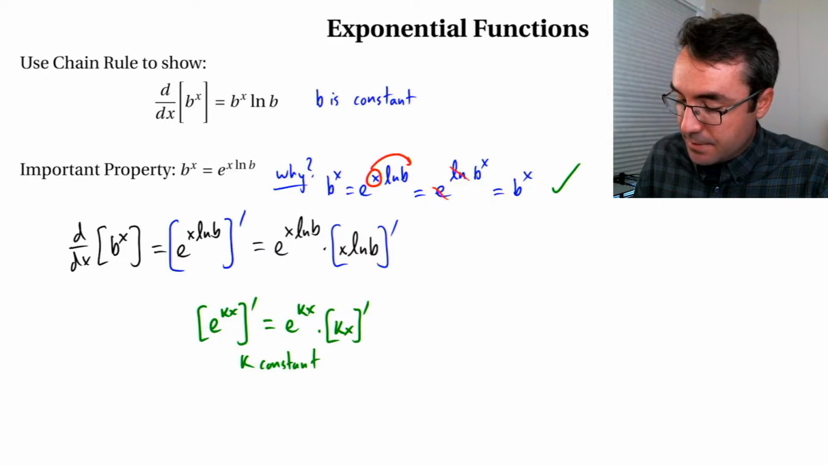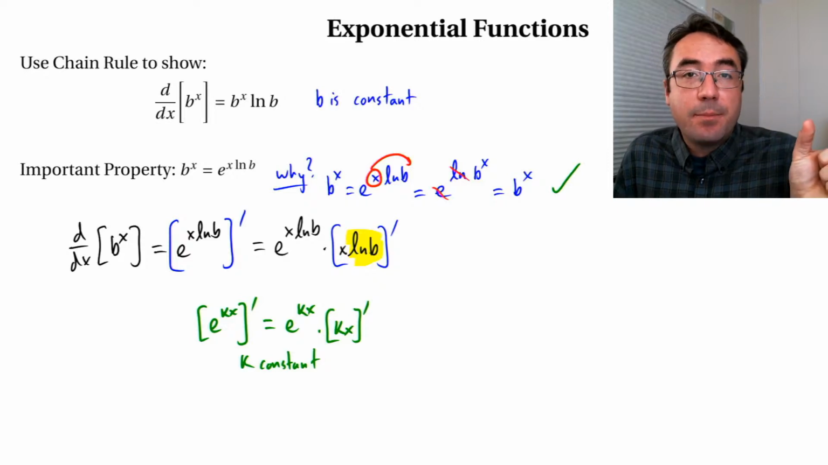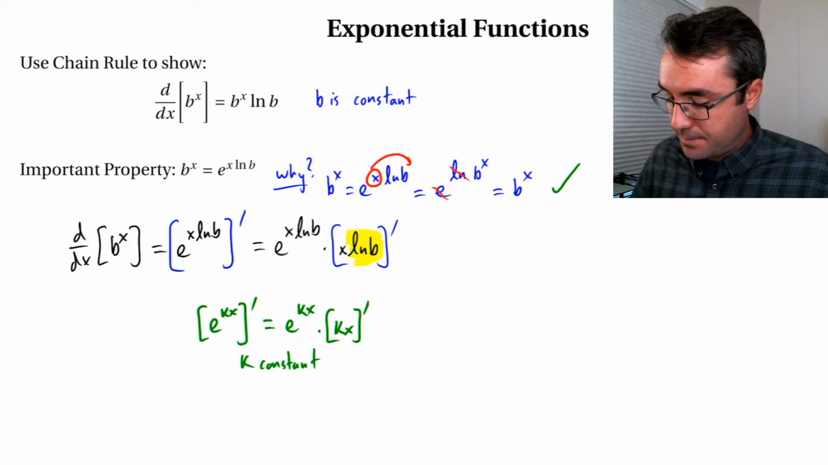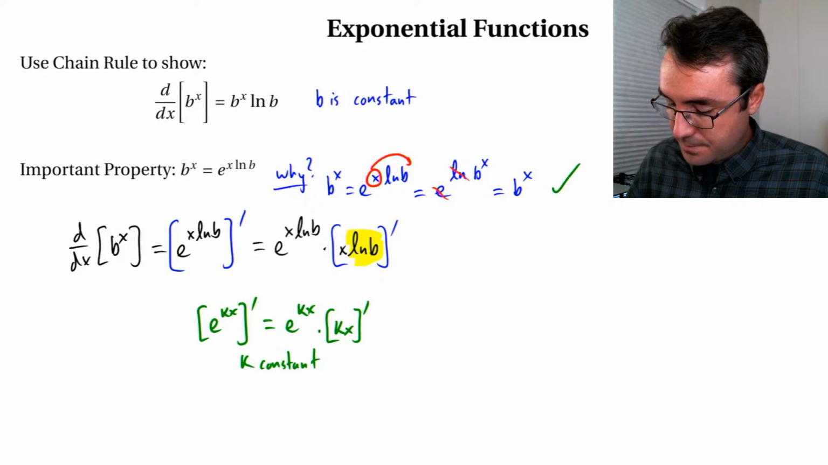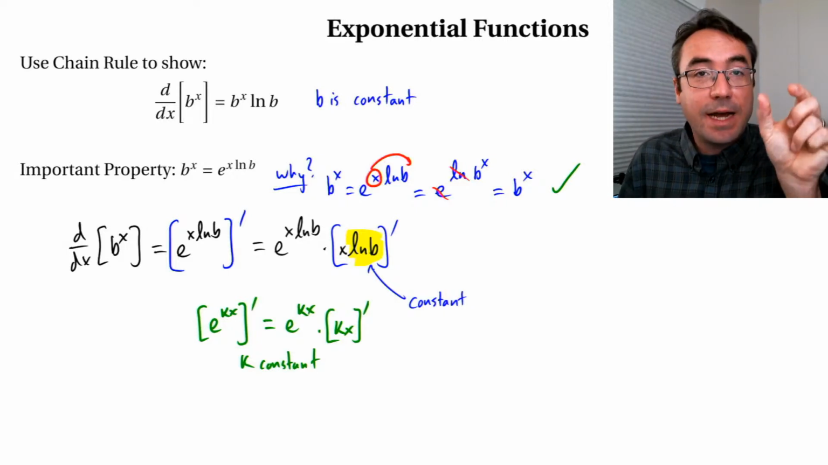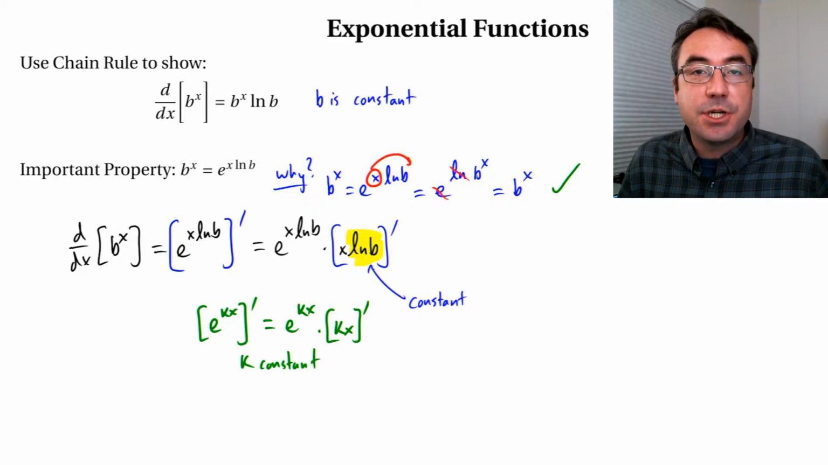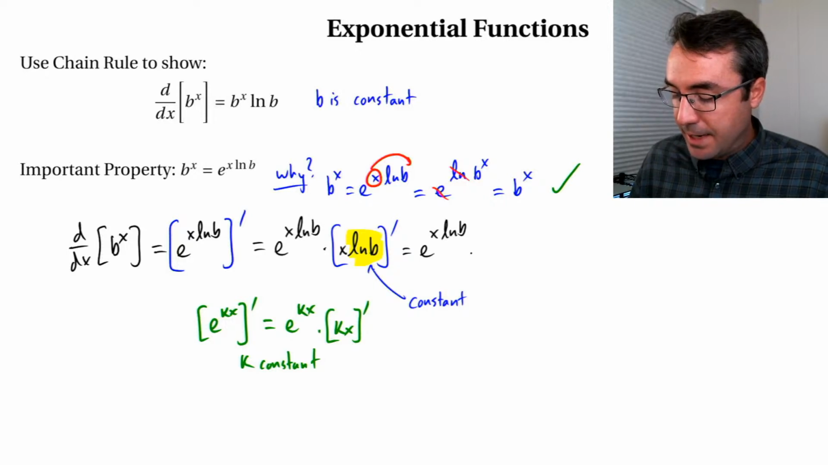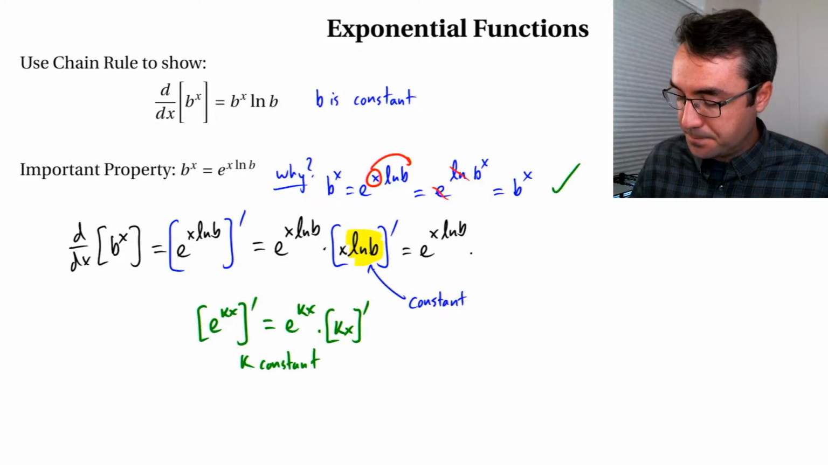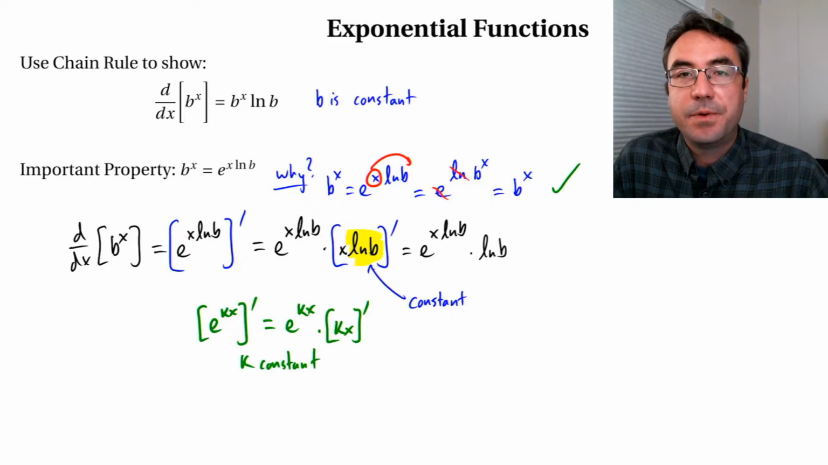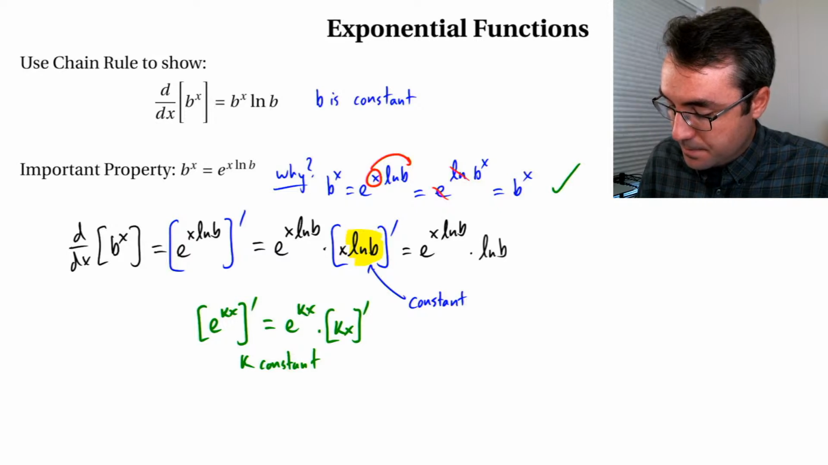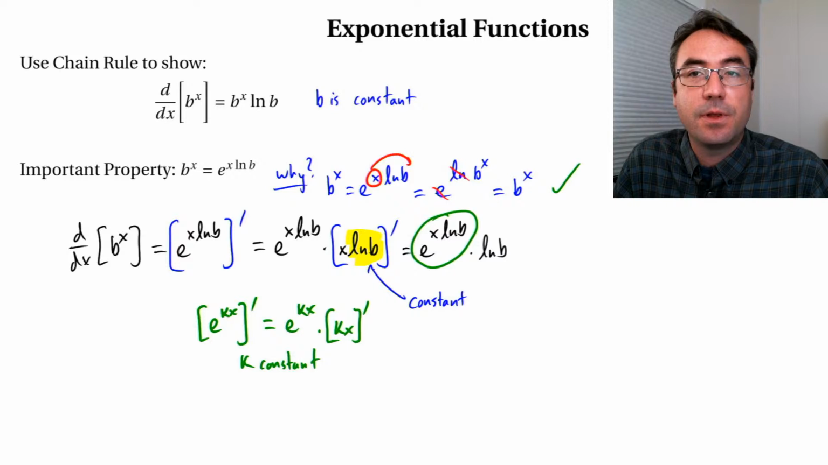And when we look at this, b is a constant number, so natural log of b is also going to be a constant number. So when we do the derivative of a constant times x, the result is just the constant. So we end up with e raised to the x natural log b times natural log b when we finish that differentiation, and then we know what this e raised to the x natural log b term is.